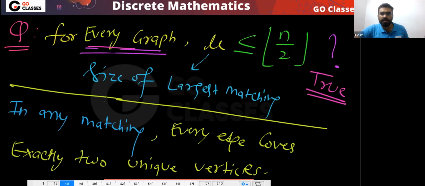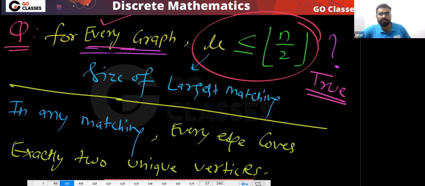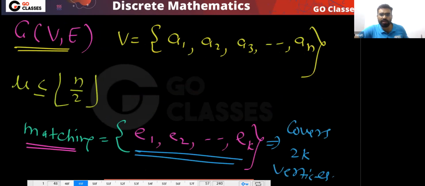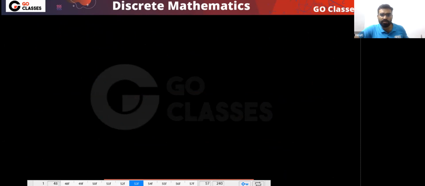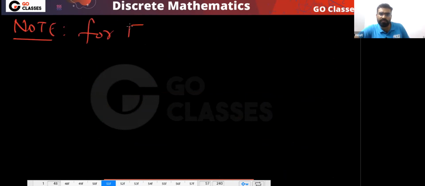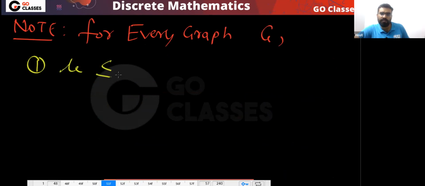Please tell me. Whatever graph you have, the matching number will always be less than or equal to this. So remember, for every graph G, I can say that the matching number will be less than or equal to floor of n by 2.